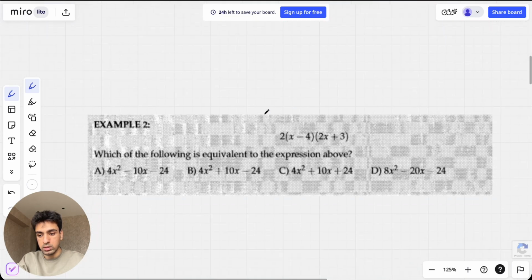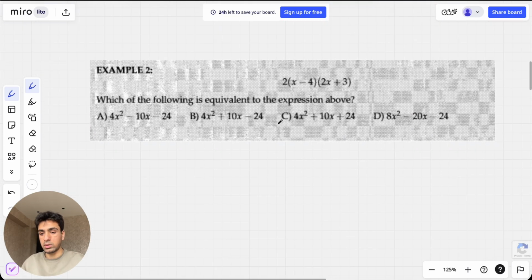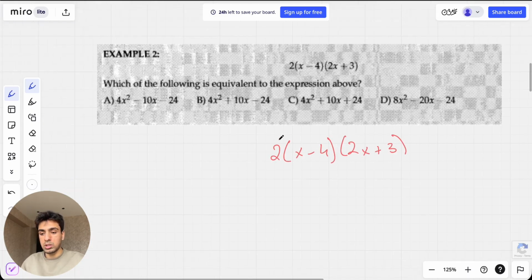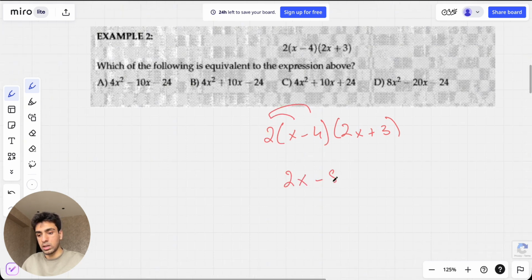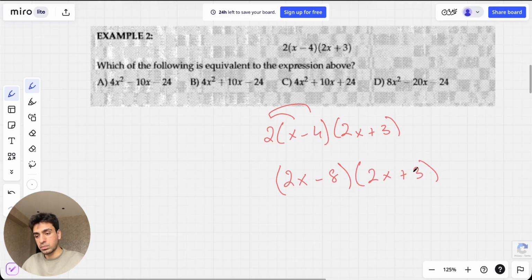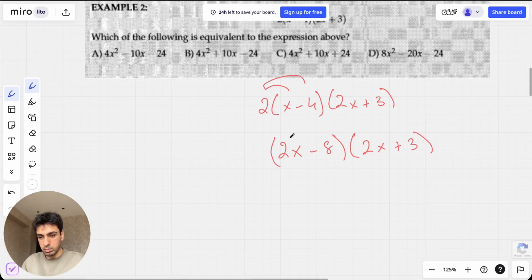And then we have example 2. In example 2, again, we have to expand. So we have 2x minus 4, 2x plus 3. You can start off by multiplying 2 with this bracket first. So you get 2x minus 8. And then you multiply this with 2x plus 3. So to do this, you multiply 2x with 2x, and then 2x with 3. And then you multiply minus 8 with 2x, and then minus 8 with 3.